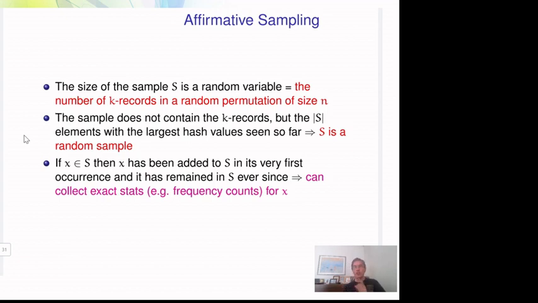The sample does not contain the k records. It contains a certain number of elements, and we are sure that those elements are those that have largest hash value. Therefore, that's a random sample of that particular size that it has. Okay.